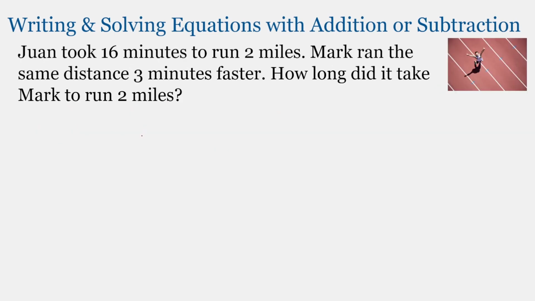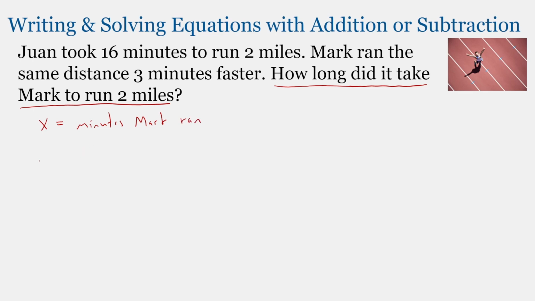Let's try another one. So Juan took 16 minutes to run 2 miles. Mark ran the same distance 3 minutes faster. How long did it take Mark to run 2 miles? So once again, we'll set our unknown variable to answer this question. How long did it take Mark to run 2 miles? So we'll let the unknown variable x be equal to the minutes Mark ran.